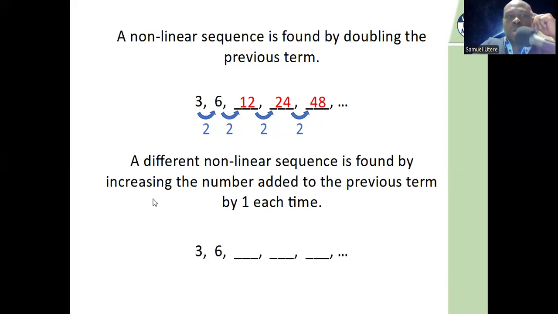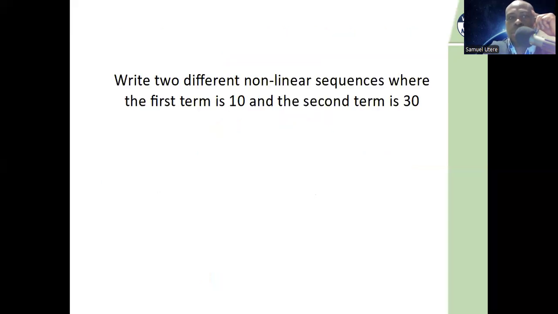Now, look at this one. This is a different nonlinear sequence. It is found by increasing the number added to the previous term by 1 each time. So we start with 3. We add 3. Then we're going to add 4. Next, we add 5. So again, this is a nonlinear sequence.